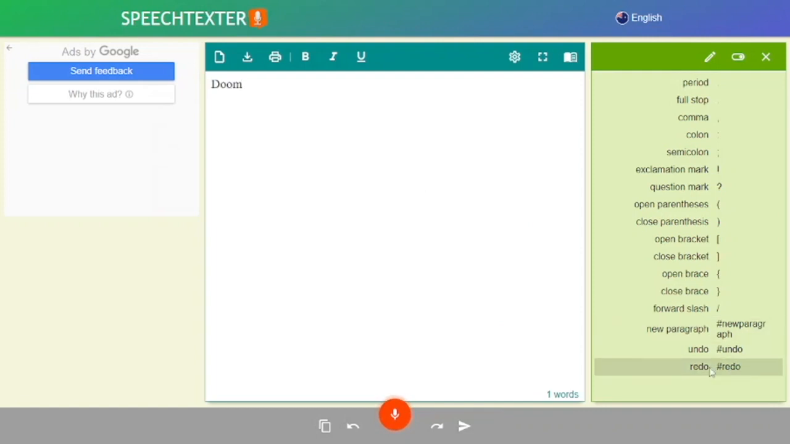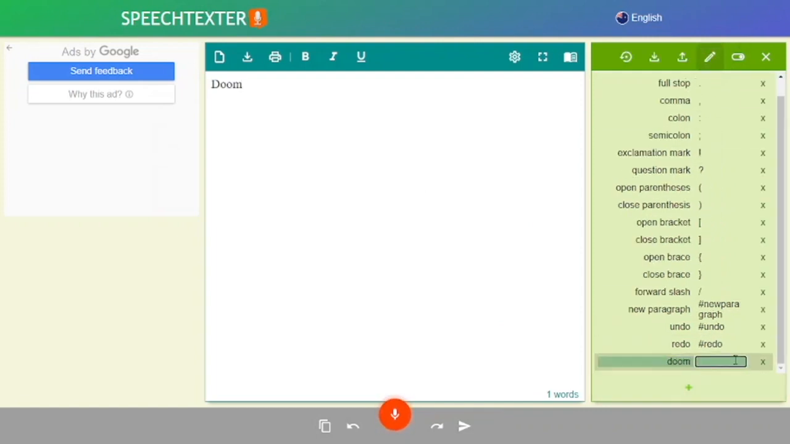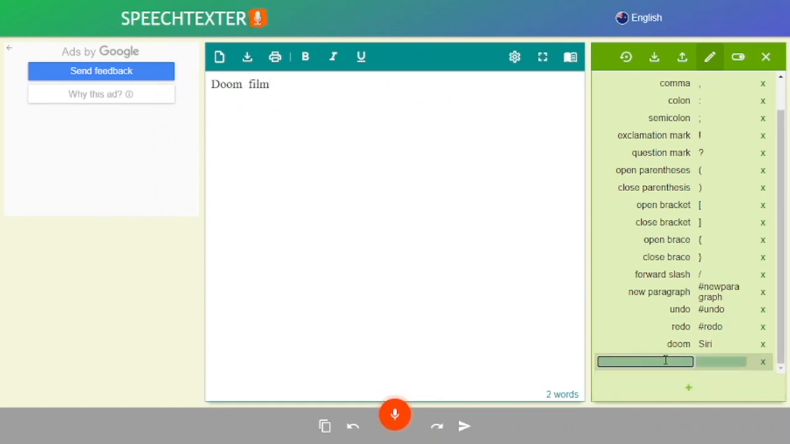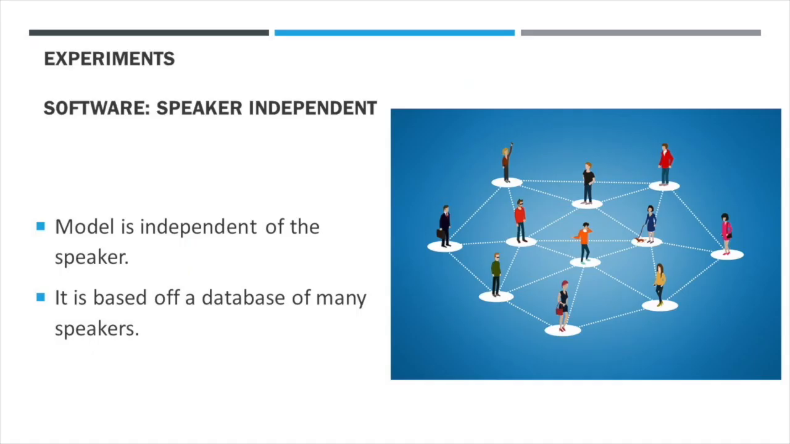The reason for using Speech Texter is that it can be manually adjusted. So if the system misrecognizes a word, it can be corrected so it recognizes the correct word. Speech Texter is speaker independent. Speaker independent systems means that it is not based off the individual speaker, but on a model based off numerous speakers.